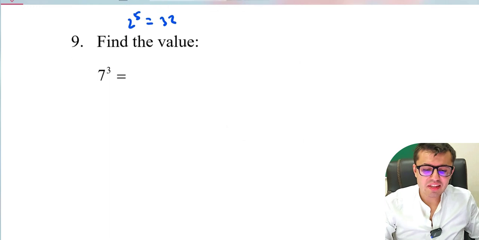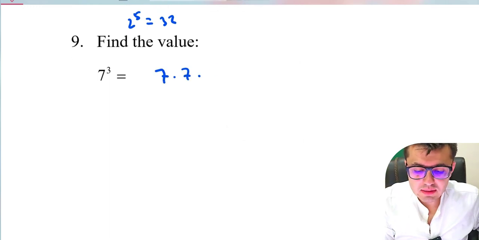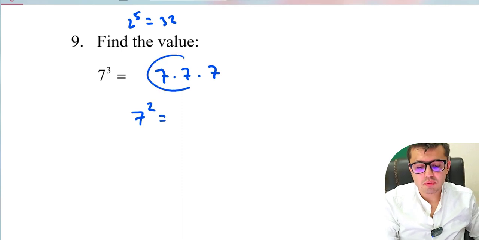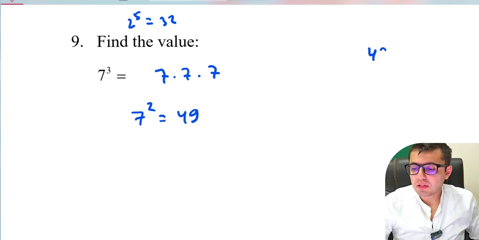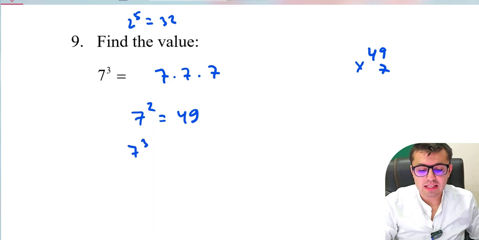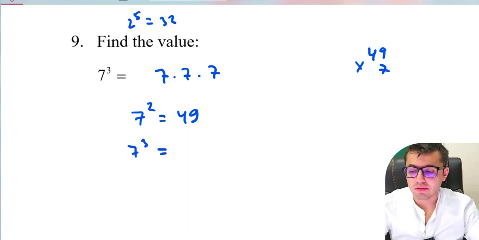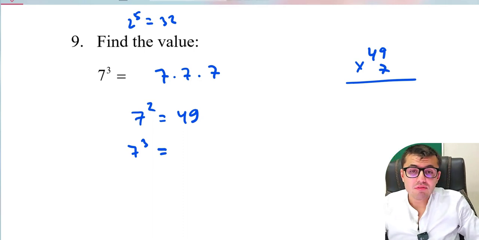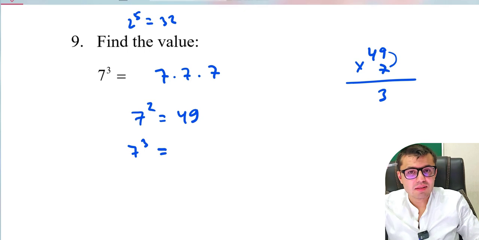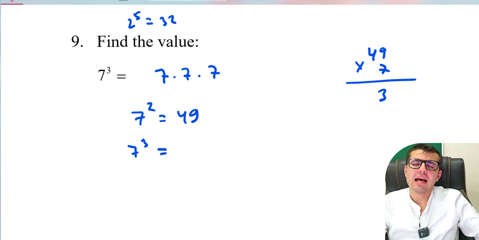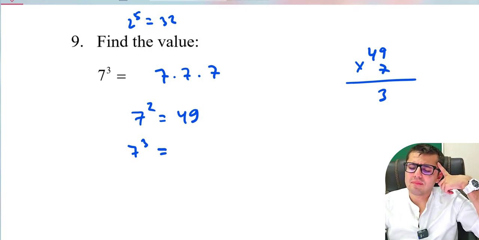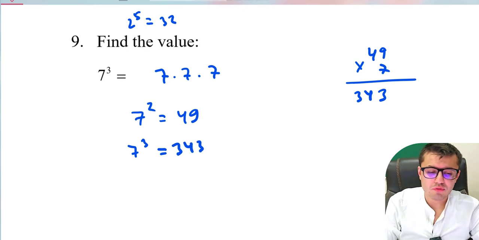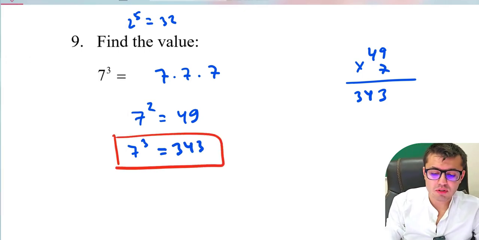In the ninth one, 7 cubed is just 7 times 7 times 7. 7 squared, if you multiply these two, is 49. And then just multiply 49 by another 7, because we need just 3 sevens. And again, be careful. 9 times 7 is 63. We write 3 and keep 6 in our minds. So 4 times 7 is 28, and add 6 that was in our mind, 343. Not 200, but 343.